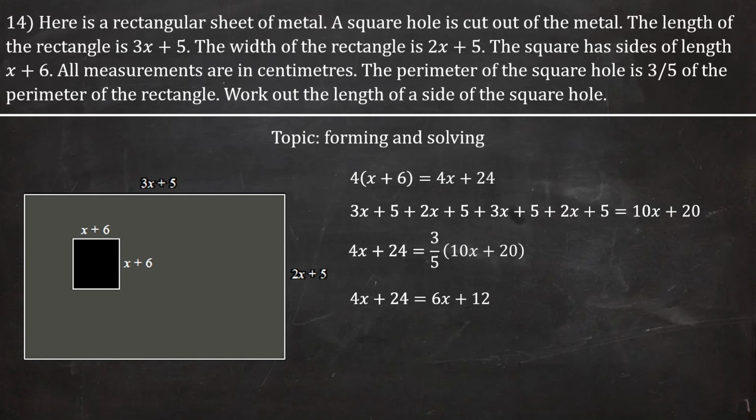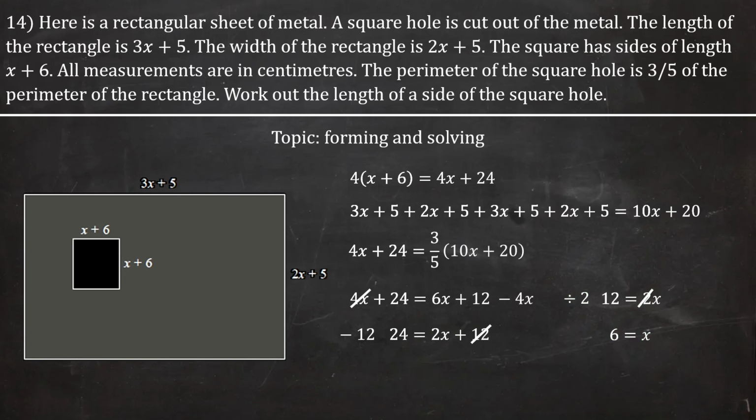So then we can start solving. Get the x's on one side, so take away 4x from both sides. You get 24 is 2x + 12. Then get rid of the 12, so take away 12 from both sides. You get that 12 is equal to 2x. Then divide both sides by 2 to get rid of the 2. You get that 6 is equal to x.